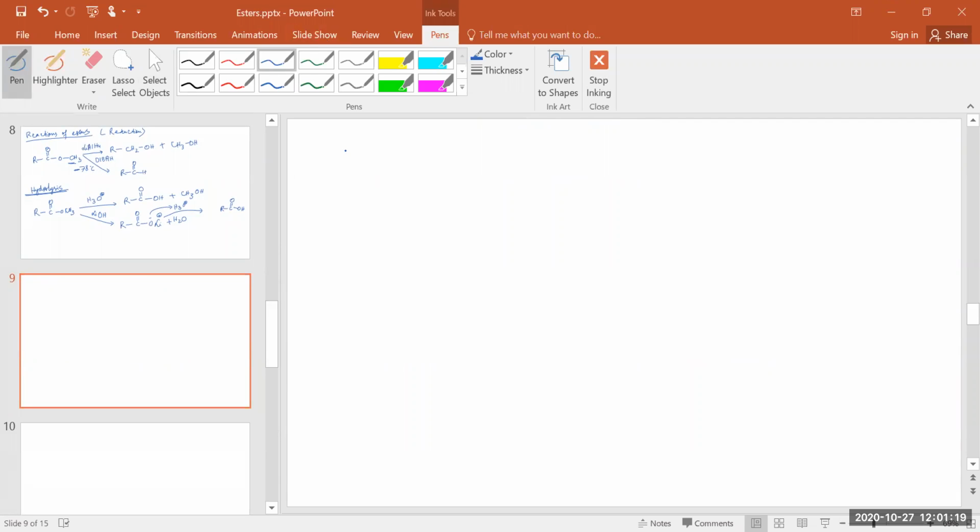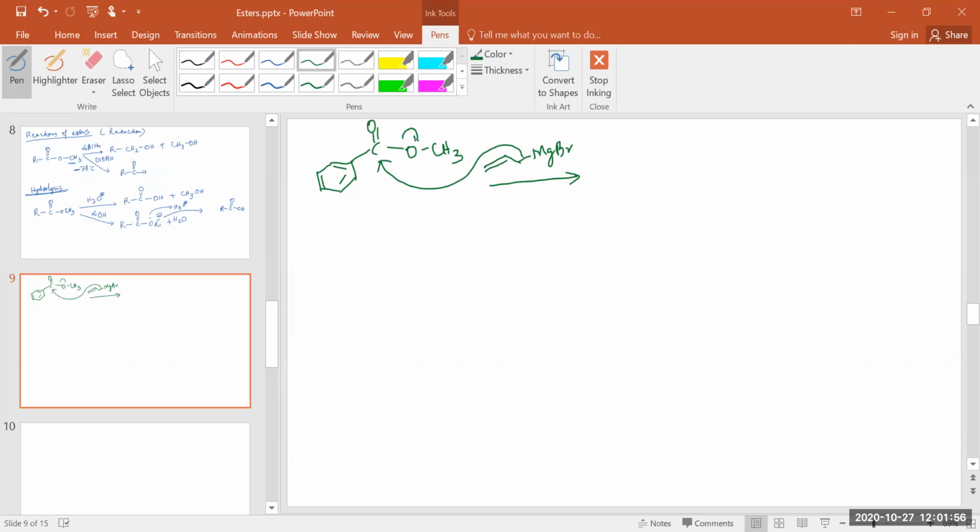Another important reaction is the reaction of esters with Grignard reagent. The mechanism in detail we have discussed, so I will not go through the detailed mechanism. So Grignard reagent, let's say allyl magnesium bromide. So what will happen, see this is a nucleophile.